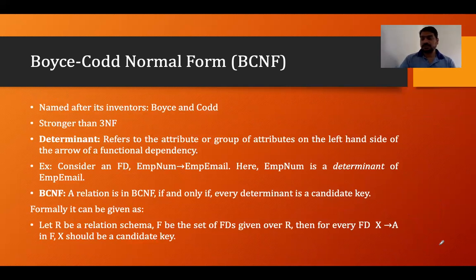The fourth normal form is called BCNF, Boyce-Codd normal form. There are two scientists who invented this normal form, Boyce and Codd, and the initials of these two scientists gave the name BCNF. This normal form is stronger than third NF, and it tells us about the determinant.